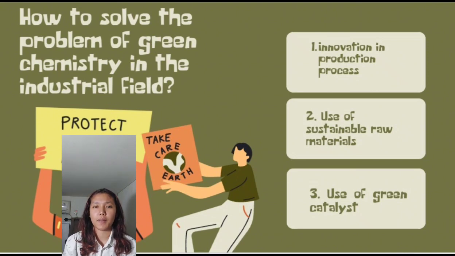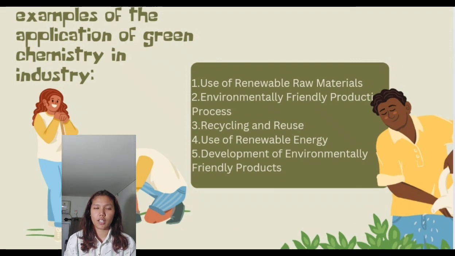And the next slide is examples of the application of green chemistry in industry. I will explain to you. I have many examples, and I choose only 5, and I explain to you. For the first is use of renewable raw materials. A chemical plant uses vegetable oil as a raw material to produce certain chemicals, replacing petroleum. This reduces dependence on fossil resources and reduces the carbon footprint.